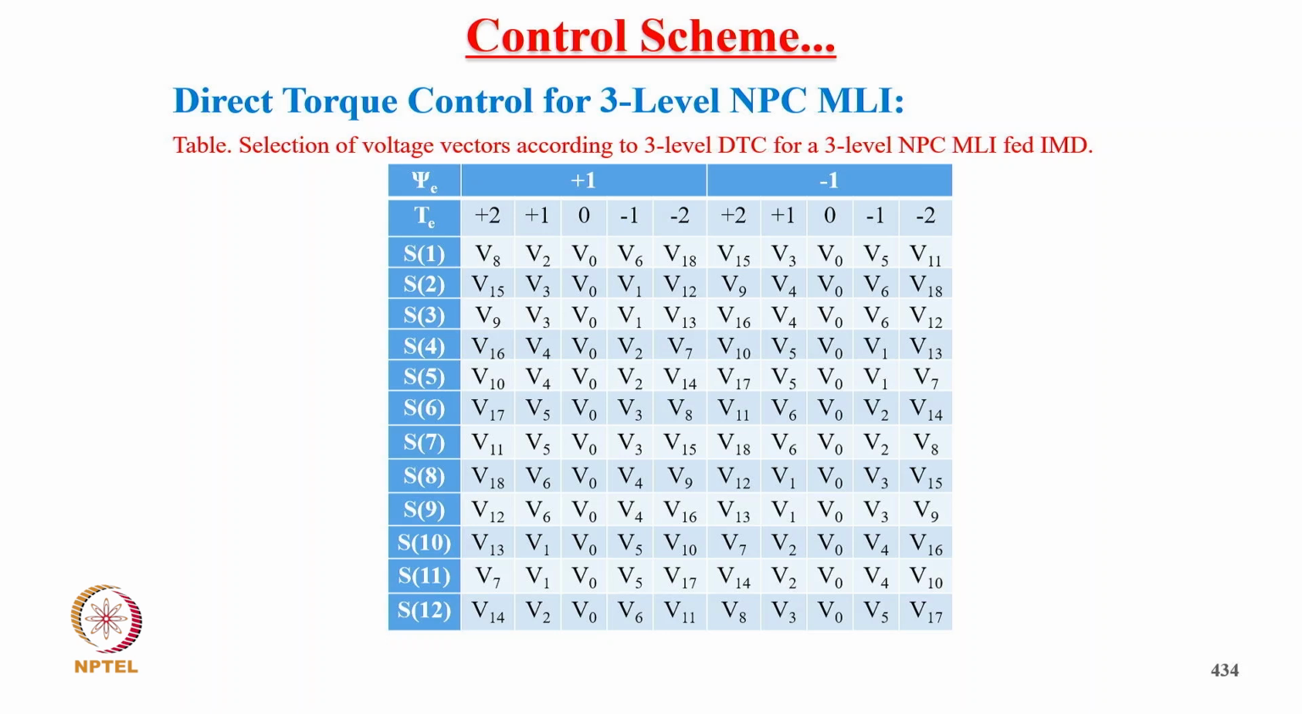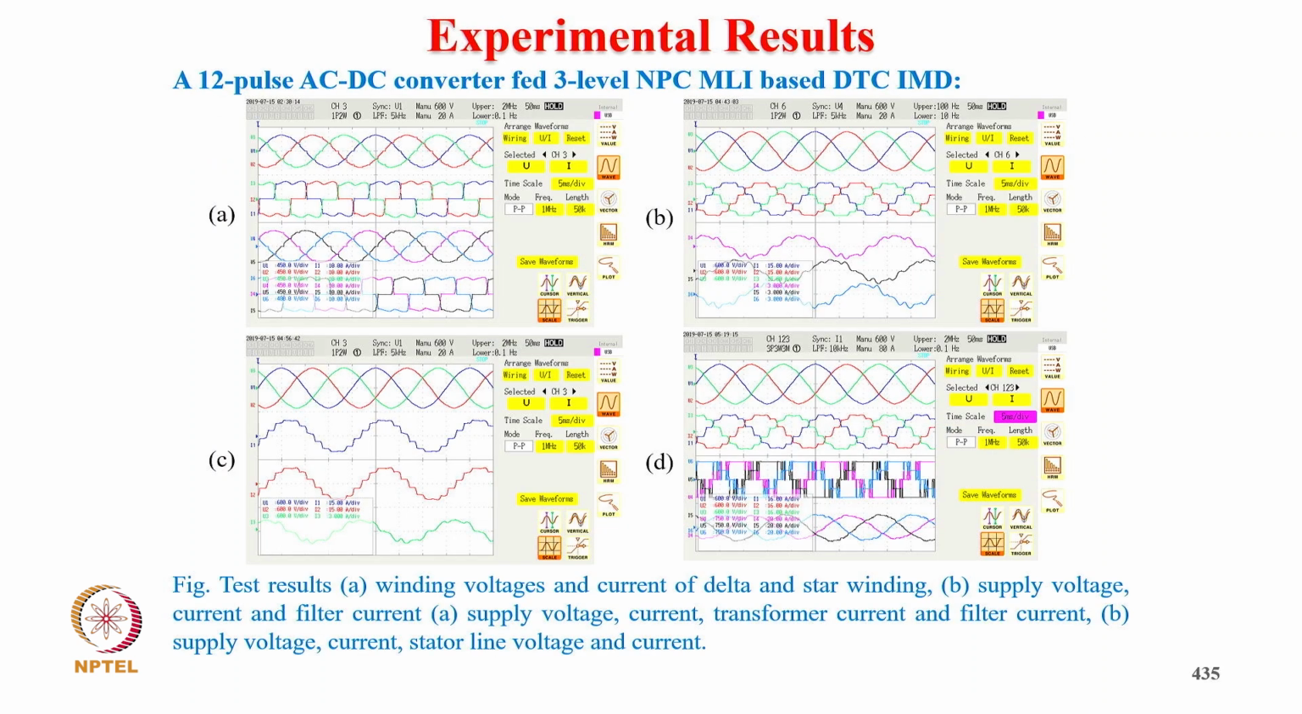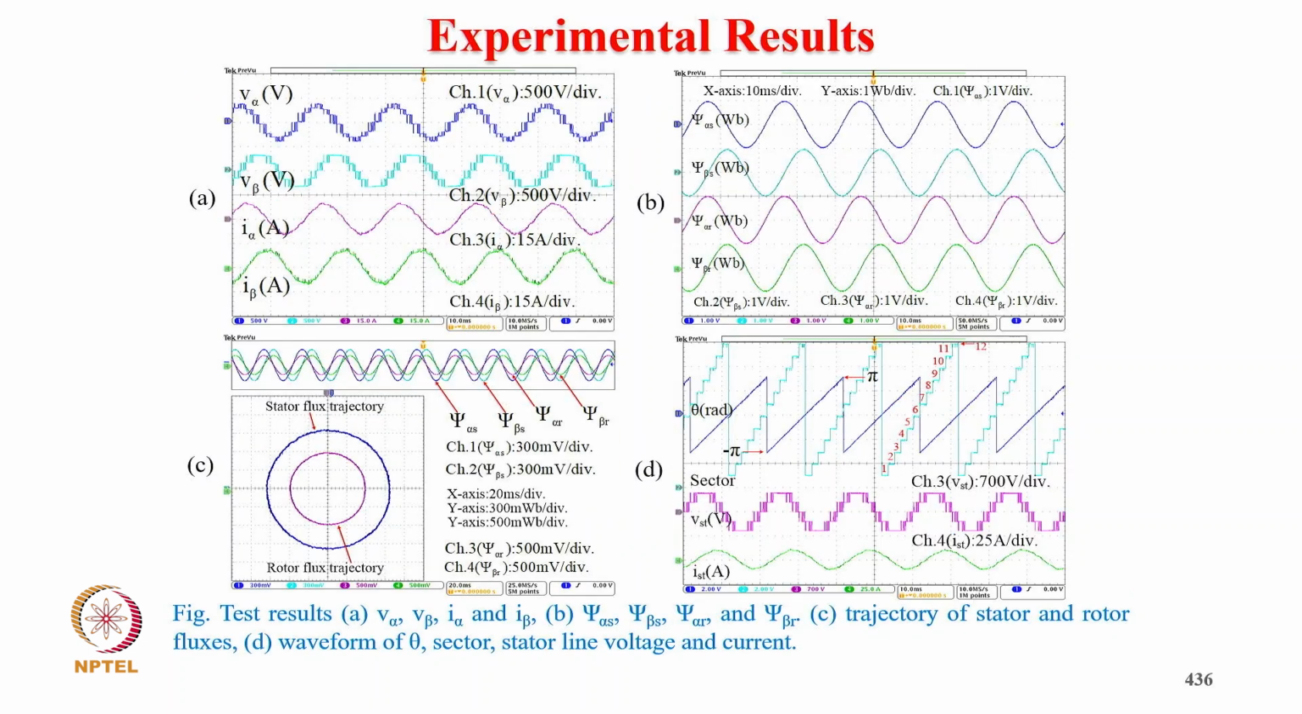So we have all the S functions with the flux level of 2 level. These are the experimental test results: winding voltage and current of delta and star primary, supply voltage, current and filter current, transformer current and filter current, and supply voltage, current and stator voltage. You can clearly see how the motor currents are sinusoidal as well as the supply current close to sinusoidal.